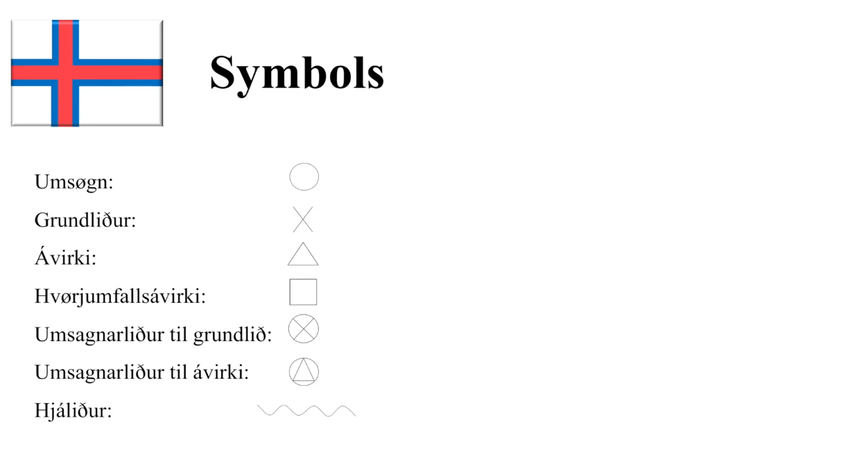So here we have the symbols and the Faroese terms. If you need the English or Latin or Danish terms, just go back and look at those. But yeah, omsøgn is a circle, grunnlig is an X, ávirki, a triangle. Hvørjumfals ávirki, a square. Umsagnarlítli grundli, a circle with an X. And umsagnarlítli ávirki, circle with a triangle. And tjalir is kind of like a wave. And yeah, you can ask når, hver, hví, hvussu, where, when, why, how, when you're dealing with an adverbial and tjalir.